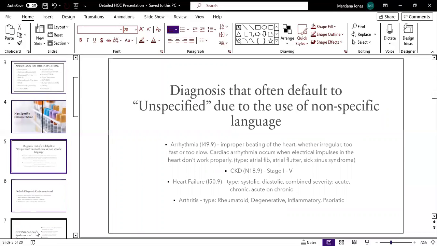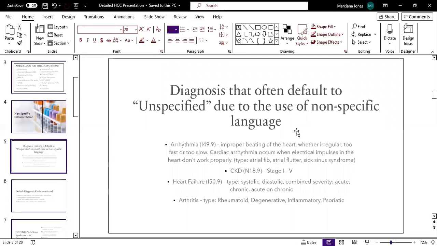Okay, so diagnoses that often default to unspecified due to the use of non-specific language. This is basically saying that when the doctor doesn't specify the type or go into the specificity of what's going on with this condition, then there's a default code. For example, if you see in the patient chart, the patient comes in, has diabetes and high blood pressure. Well, it doesn't say diabetes 1 or 2. So the default code per the guidelines is to assume and go ahead and code diabetes type 2.